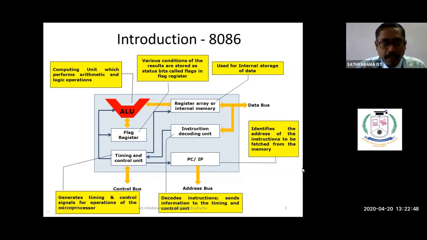And we have a separate timing and control unit. This is the same as our 8085. We have clocks generated. A crystal oscillator is going to generate the clock frequency. Based on these clock signals only, the whole processor and its slave devices are going to work.